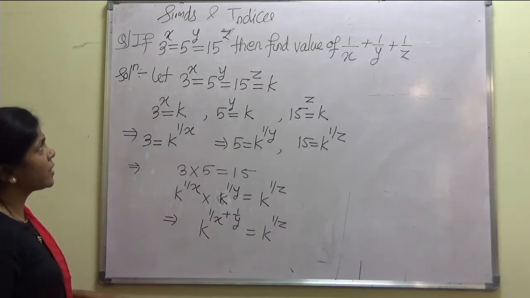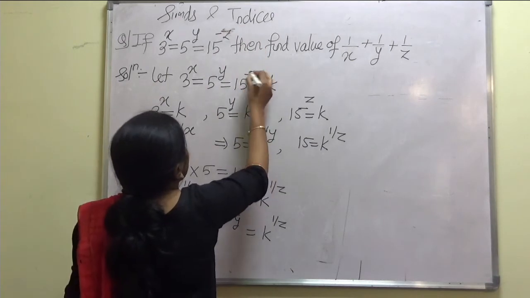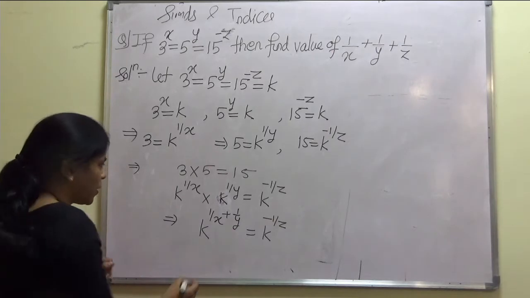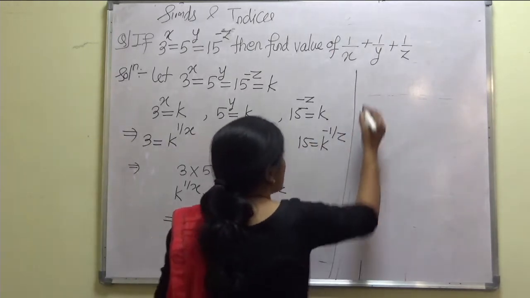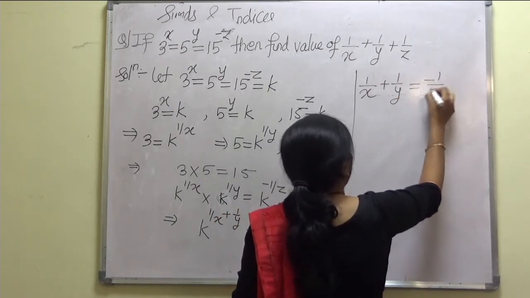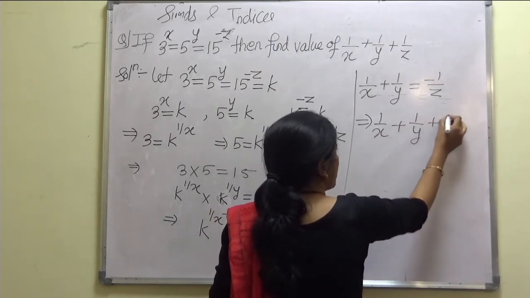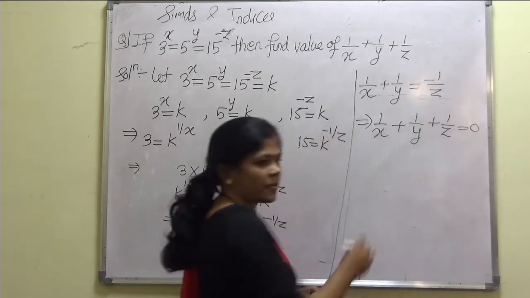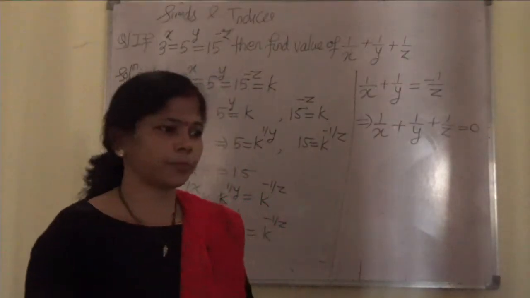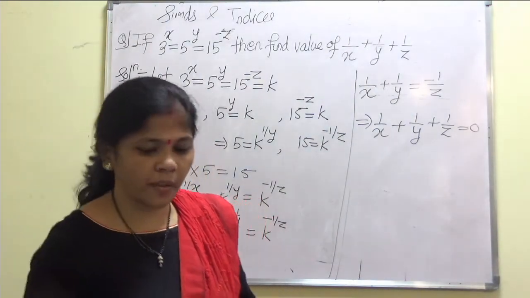Okay, right? Now just equate the indices. I think here it is minus z. So equating the indices, it is 1 by x plus 1 by y equal to minus 1 by z. So this gives you 1 by x plus 1 by y plus 1 by z equal to 0. In this way we get the answer as 0 for this particular example. Now let us go with the next example.